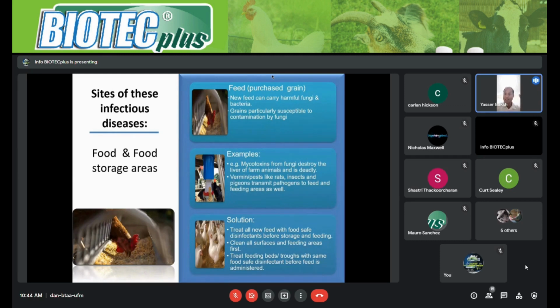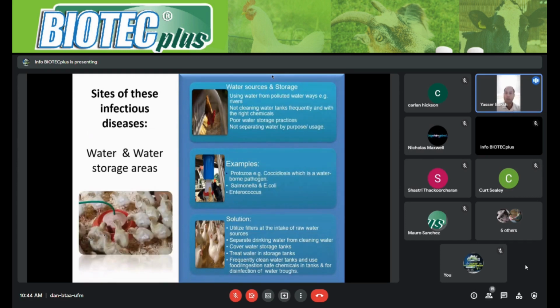Now, disinfection, guys, is different from cleaning, and we will define those a little bit later on, all right? Again, clean all the surfaces, remove the physical aspects, and treat the feeding beds and the troughs with the same food-safe disinfectant before feed is administered, all right? Great. So we're moving on to the next one.